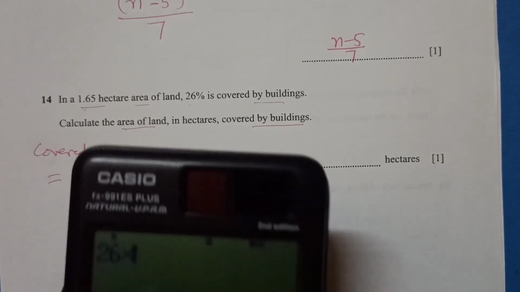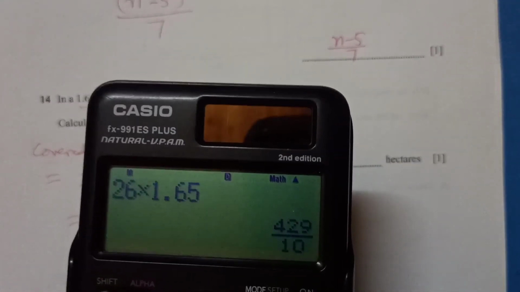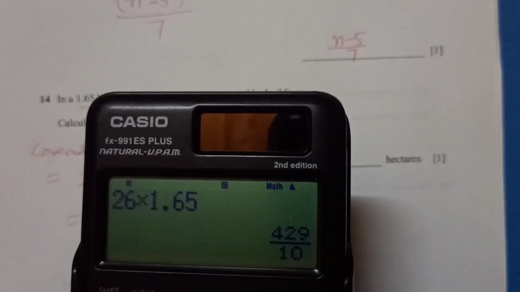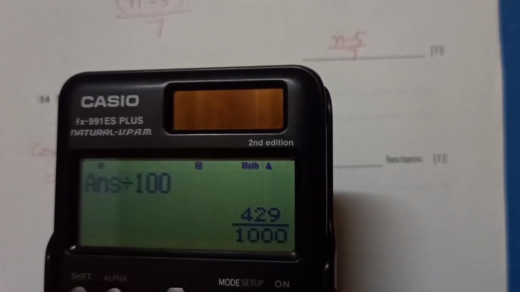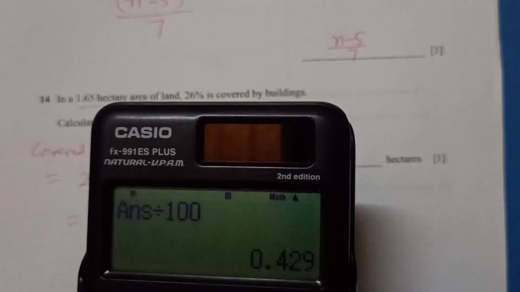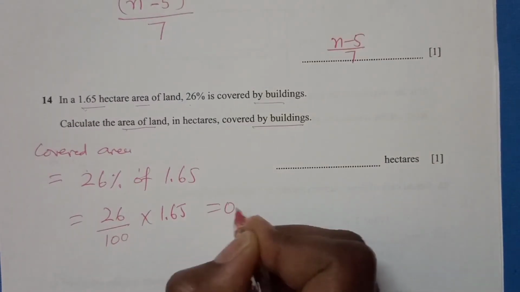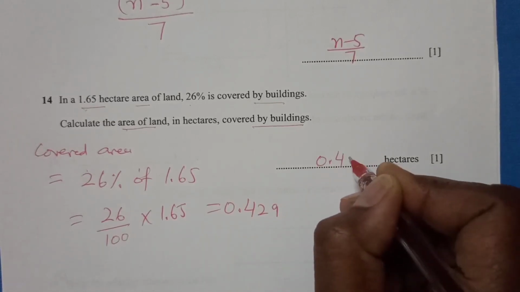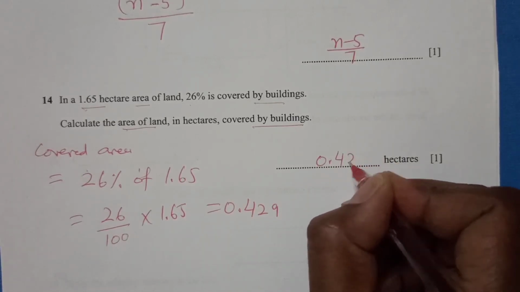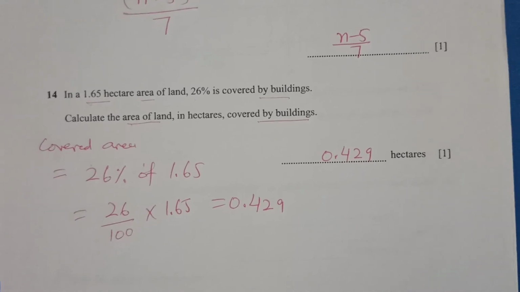26 times 1.65 divided by 100. It's 0.429. 0.429. So that's the answer, 0.429 hectares, right? So that's the end of this video.